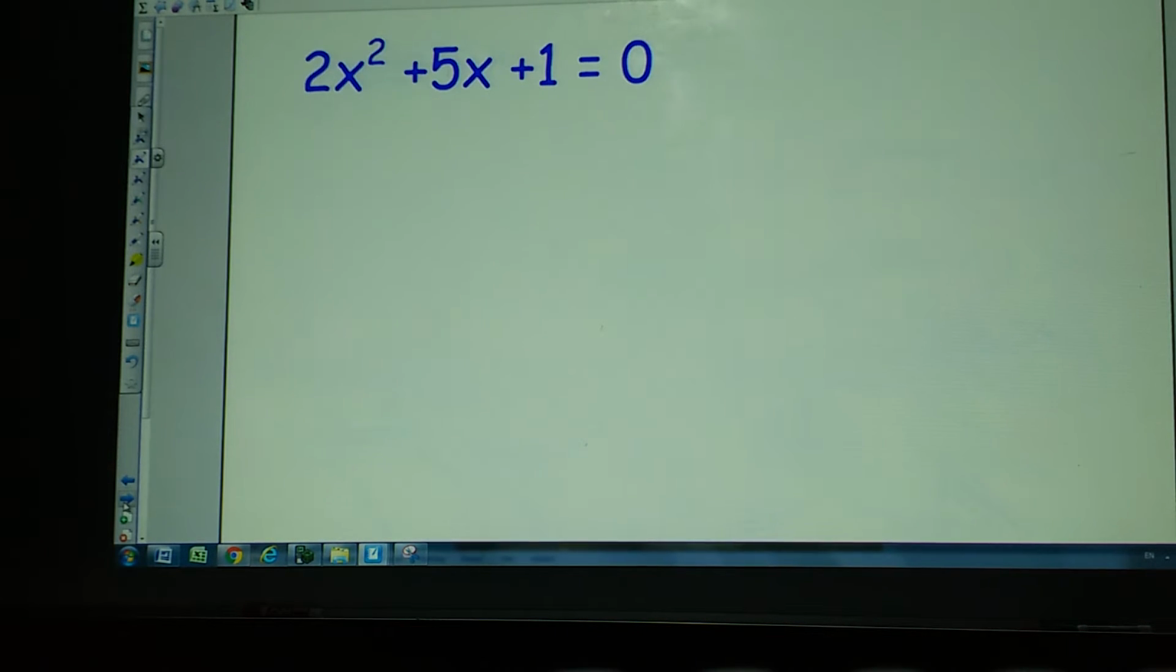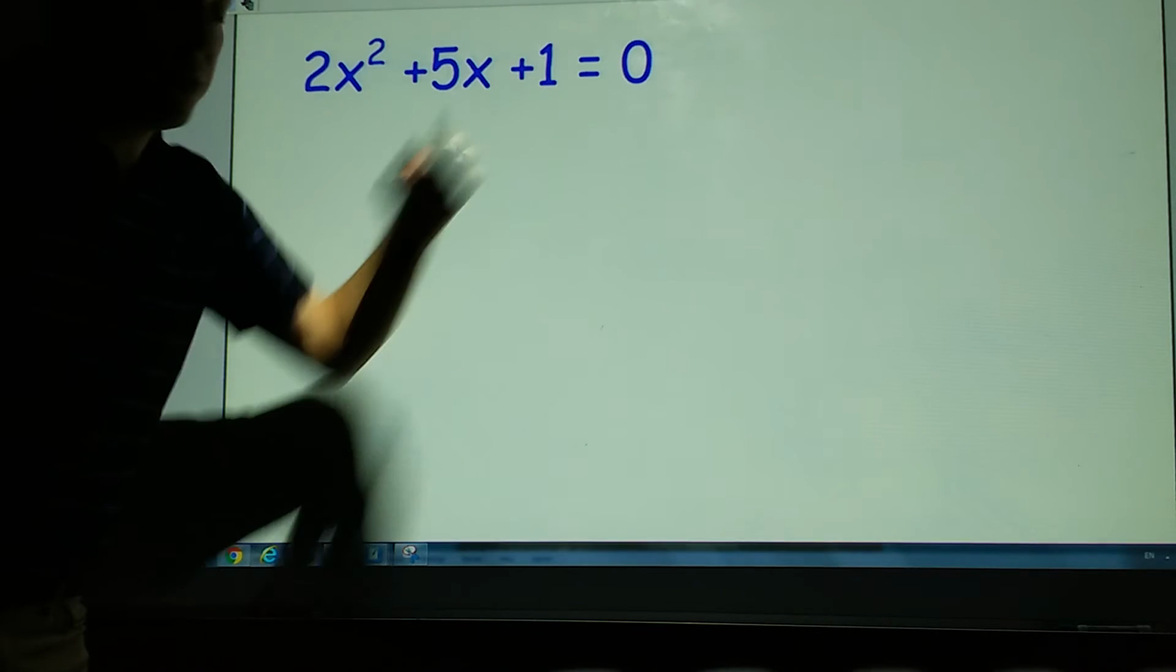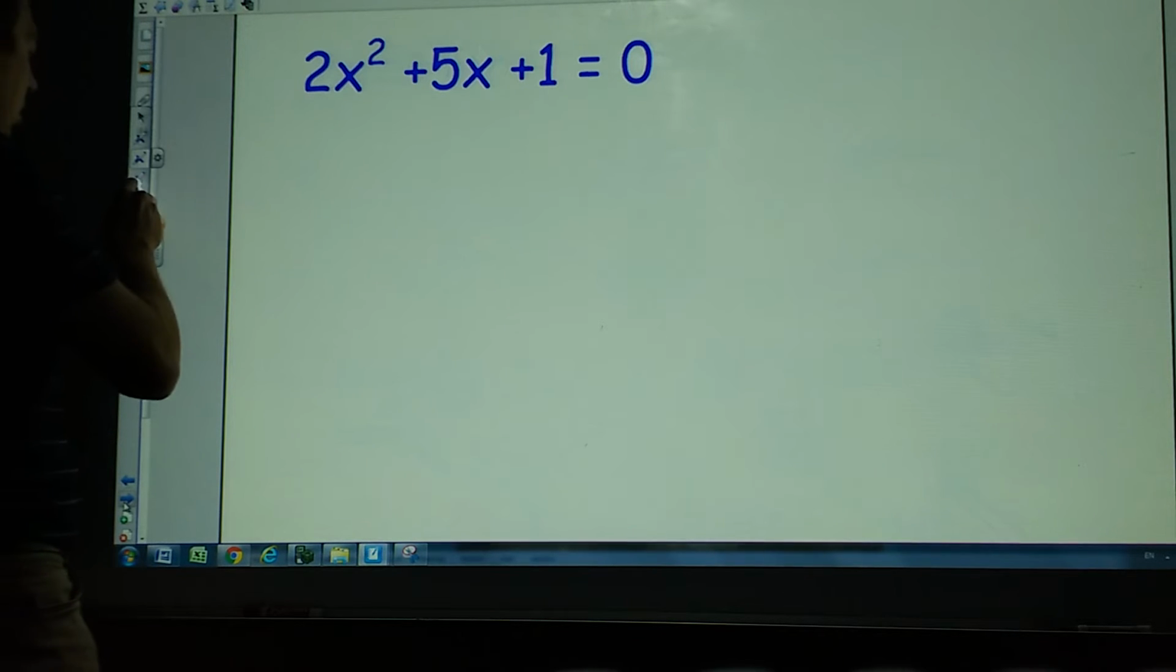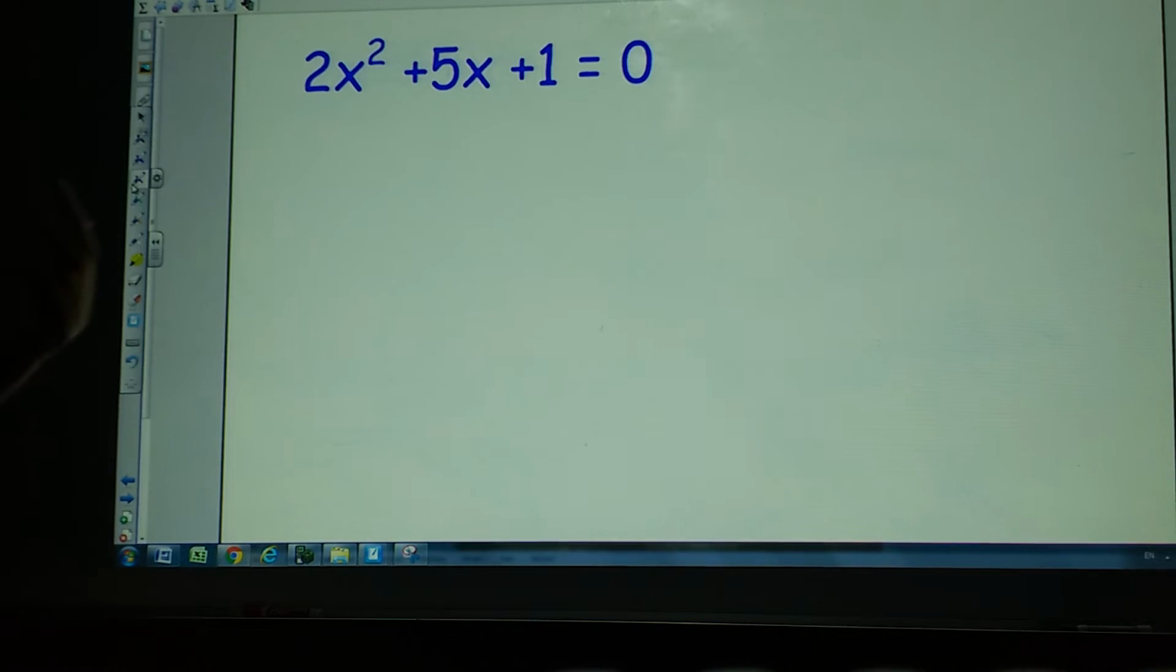All right, this problem. One side equal to 0, check. But this one does not factor. You have to use the quadratic formula. So I'm going to practice doing the quadratic formula. Here we go. Quadratic formula should be on the board, so you should be able to see it. Or you could Google it.